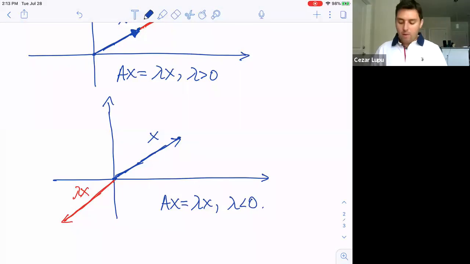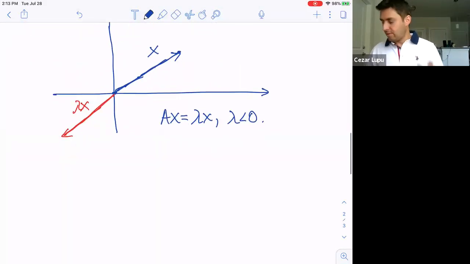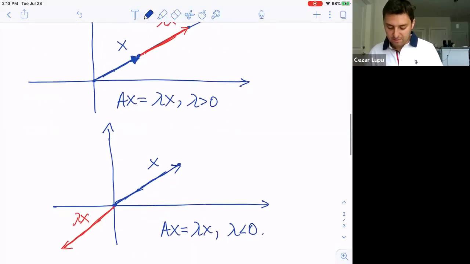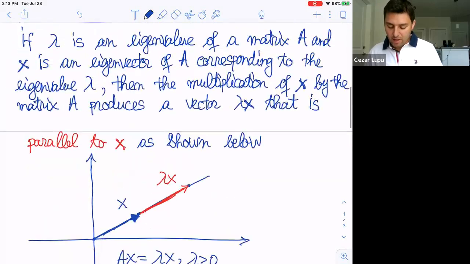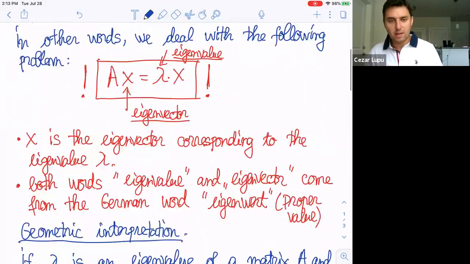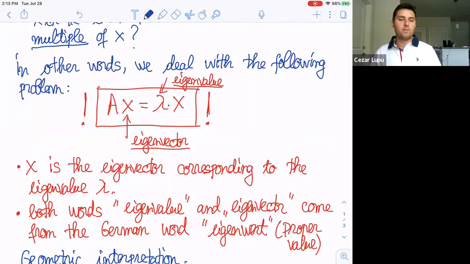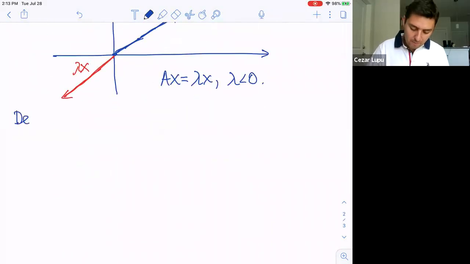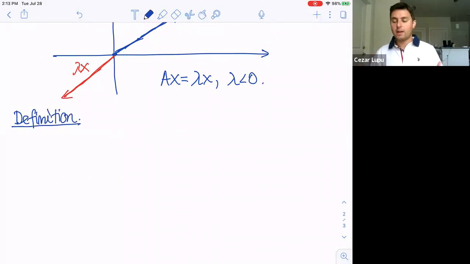Okay, and now let's give the actual definition after 10 minutes of talking about what an eigenvalue and eigenvector are. Let me give you the actual definition. But as you can see here at the beginning, basically that will be the definition. But anyway, let's just write it. So definition. And then we'll see some examples of how to find eigenvalues and eigenvectors for a matrix.